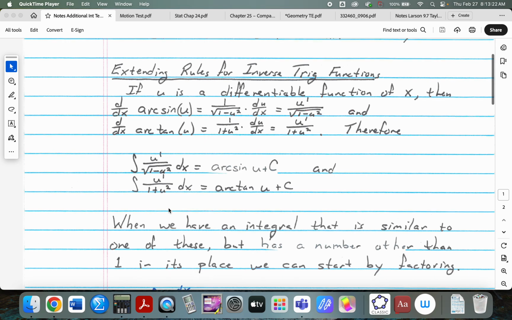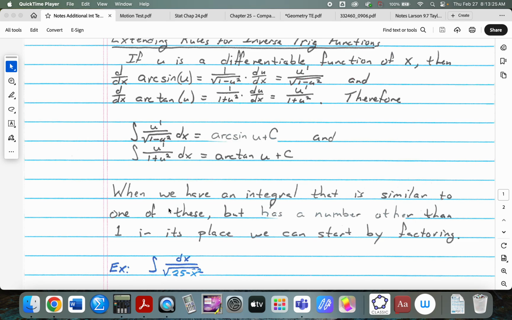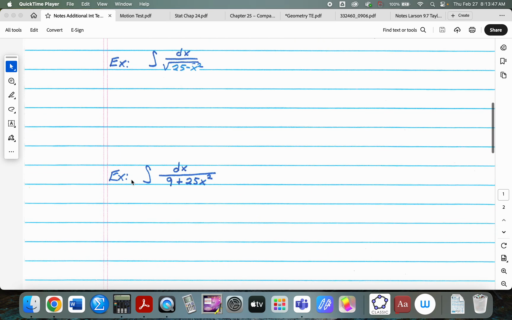The problem is that it'll happen a lot on this, you sometimes see ones where instead of a 1 being in these places where it's 1 minus u squared and 1 plus u squared, you'll have some other number. And what you do to take care of that is you factor that out so that it becomes a 1. Let me show you what I'm talking about. So let's look at this one, where we've got dx over the square root of 25 minus x squared.